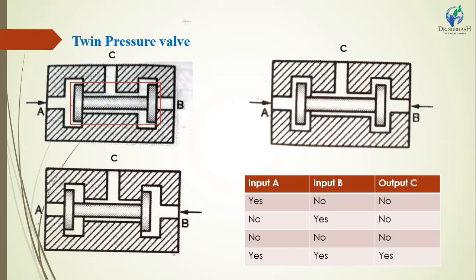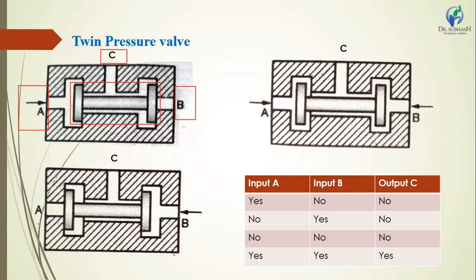You have to see the construction here. This point is A, meaning inlet point A. This point is B, inlet point B. This is the first inlet and the second inlet. The twin pressure valve always has two inlet points. Here C is the outlet point, where the hydraulic oil passes from C to the hydraulic component parts.